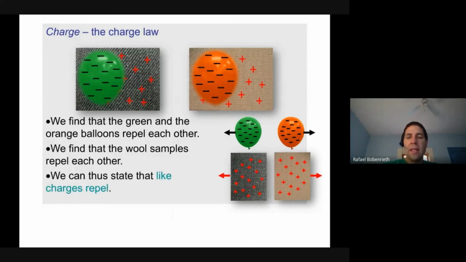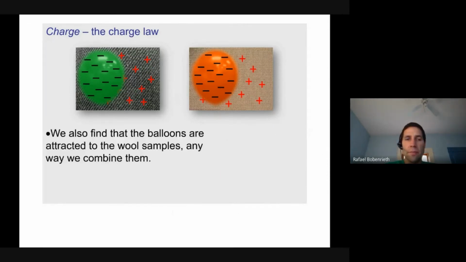So we can say that like charges repel. In other words, if a positive charge comes closer to a positive charge, each is going to feel a repulsive force, pushing away from the other. The same thing goes if you get two negatively charged objects. Notice the balloons and the wool samples still have some of the other charge left, but the only thing we're representing here is the excess charge they have. They have more electrons, or fewer electrons in the case of the wool. So we're just representing the excess charge.